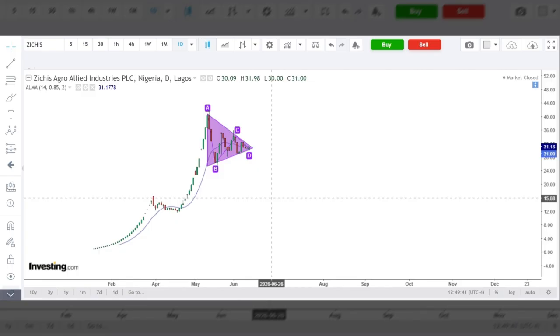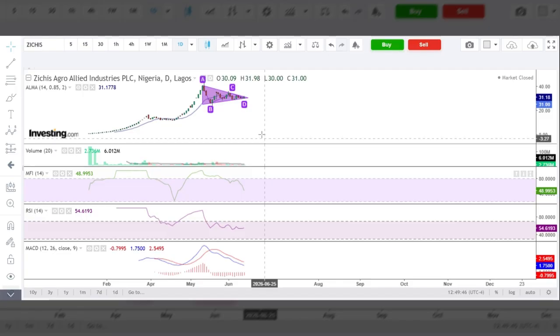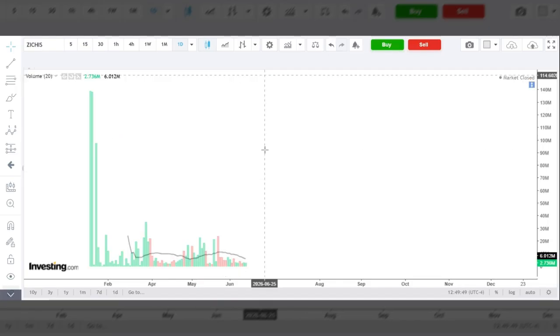So what else? Now we are going to bring up volume. Let's check volume. You can see volume is a bit low, even though it closed. You can see it's very low.